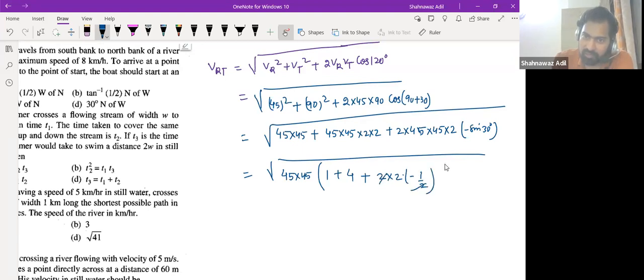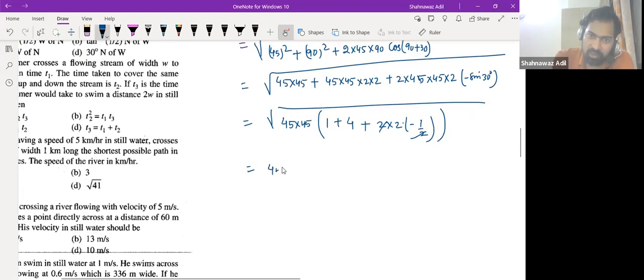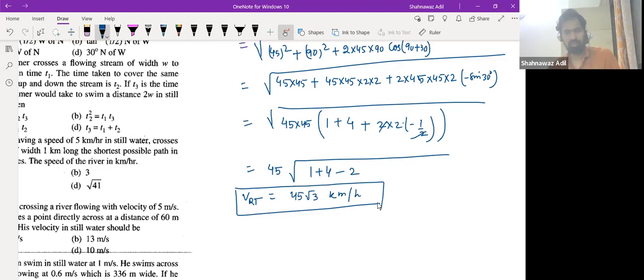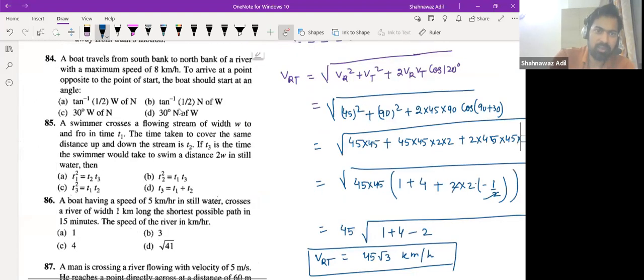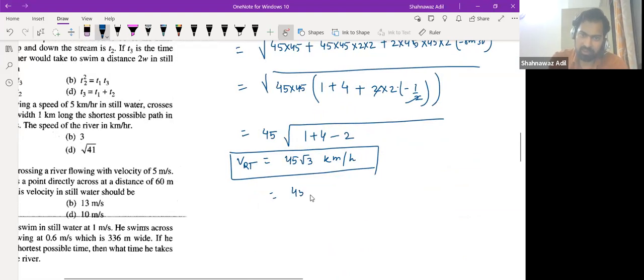So 2 will cancel. 45 will come out of the root, and this will become 1 plus 4 minus 2. So this is 45 root 3 kilometer per hour. This is the magnitude of the resultant, right? Understood? Yes, sir. And the answer is in meter per second, so we can change it to meter per second. 45 root 3 kilometer per hour, where a kilometer is 1000 meter and an hour is 3600 seconds.